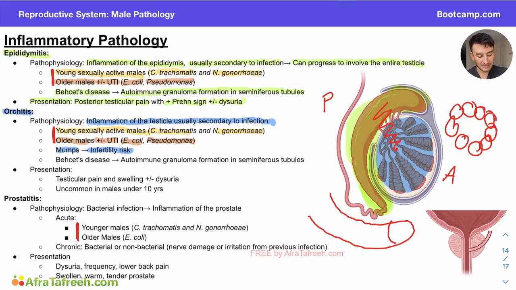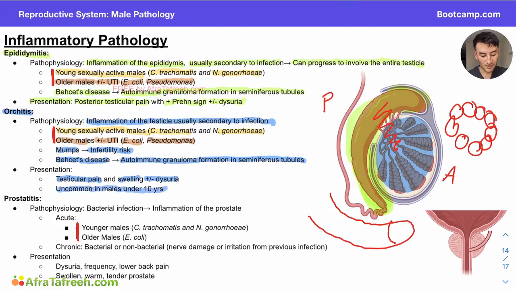Additionally, we talked about Behcet's disease and how this disease process is autoimmune. This is going to be in the interface between the testes and the epididymis, so this can cause both epididymitis and orchitis. It's the autoimmune granuloma formation in seminiferous tubules. So in terms of our presentation of orchitis, it's going to be testicular pain and swelling plus or minus dysuria. And it's important to note that orchitis is going to be really uncommon in our patients under 10 years of age, with the exception here of maybe mumps orchitis. You might expect it at a younger age because mumps tends to affect younger kids. But as far as the non-mumps orchitis, we're expecting this in our teenagers and above as far as population.